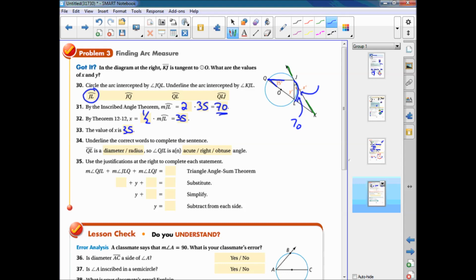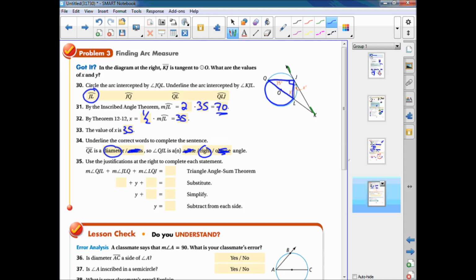And then we underline the correct words to complete each sentence. So QL is a diameter of this circle. So the measure of angle QJL is going to be a right angle. Okay, so this guy is a diameter, so its arc would be 180, and that means the inscribed angle here that corresponds with the arc and the chord is going to be 90, half as much. Okay, so use the justifications at the right to complete each statement.